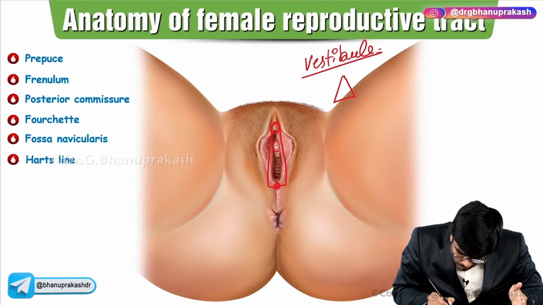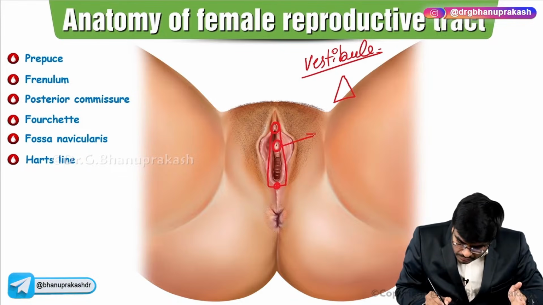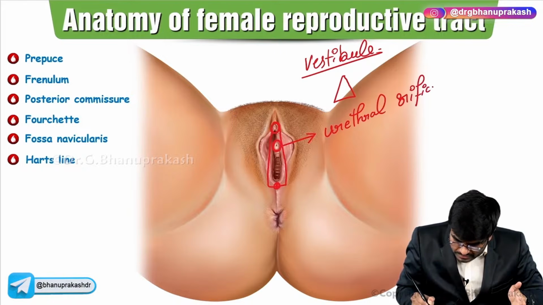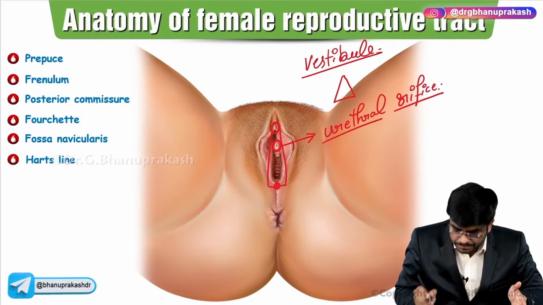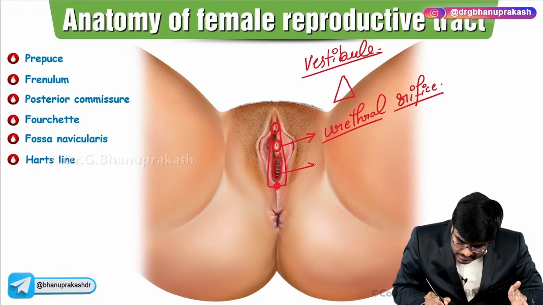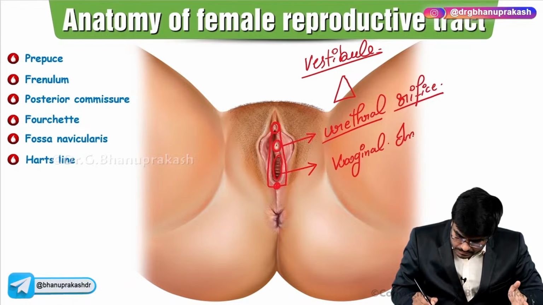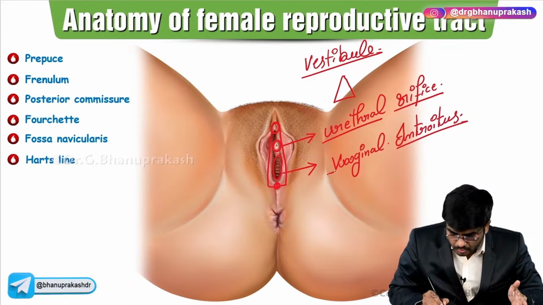Now guys, please concentrate here. Here is one opening. What is this opening? It is the opening for the urethra, the urethral orifice. Well and good. Now, below the urethral orifice, there is one more opening. You all know that. This is the vaginal introitus, or simply the vaginal opening.